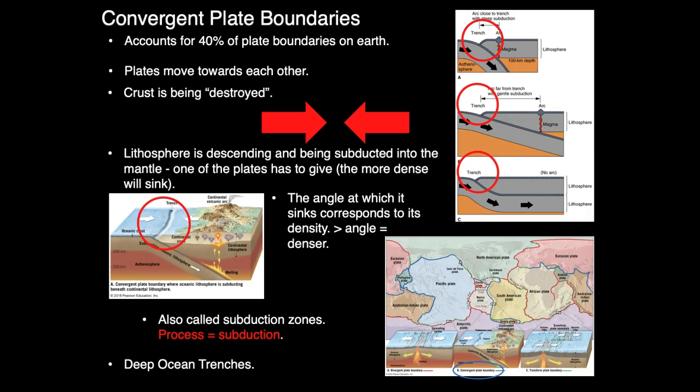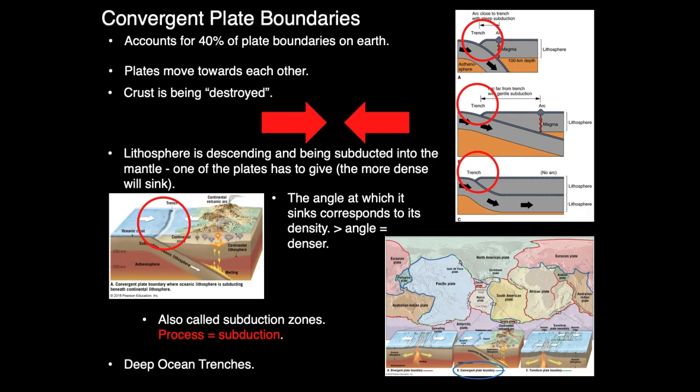So during convergent plate boundaries, the leading edge of one of the two plates in contact is bent downwards as it slides beneath the other plate. The lithosphere of the denser plate will typically descend and is subducted into the mantle, and the less dense plate, the more buoyant one, will sort of sit over the other plate's leading edge at a certain angle, depending on the density difference between them.